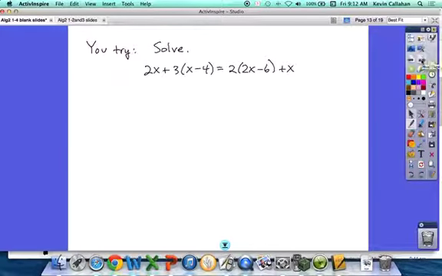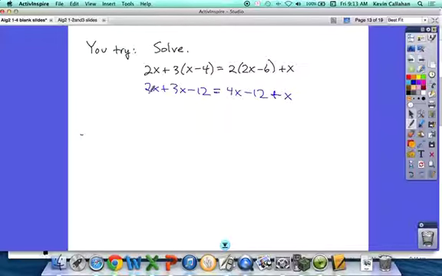Now, I say you try, but I'm going to just do this one and show you what a similar result would be. Okay, what should I do on this one? Looks like I got to distribute twice, right? 2x plus 3x minus 12 equals 4x minus 12 plus x. Okay, then what? Combine like terms on both sides, right?